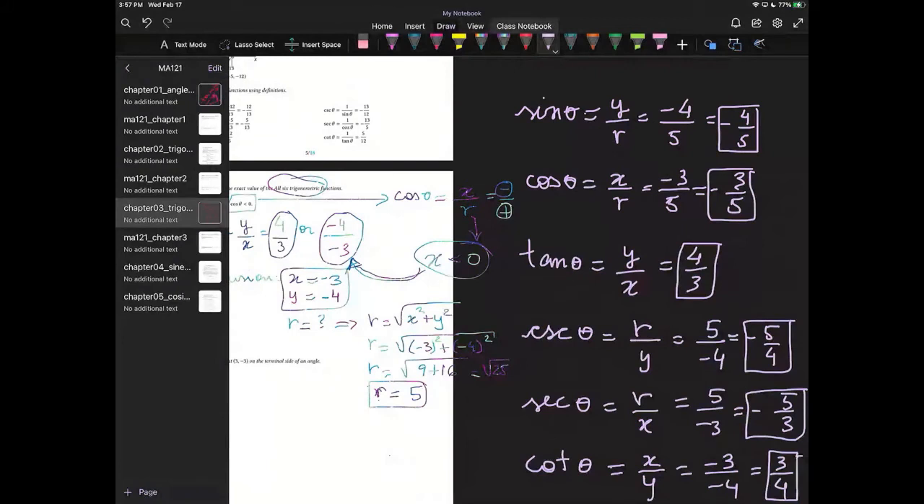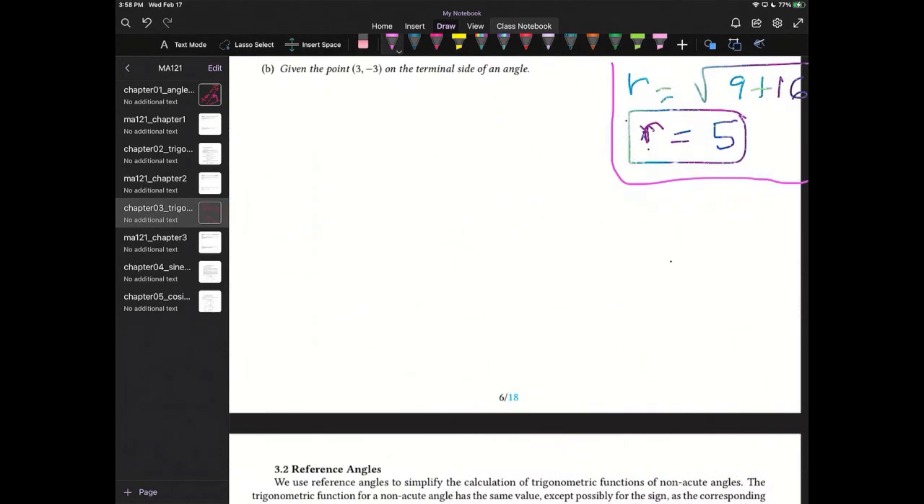Or you just flip the tangent that you had in the beginning, by a trigonometric identity that we saw before, and you get the same value, which is 3 over 4. Okay, so this time for part B, we have a point on the terminal side of an angle. The point is (3, -3).